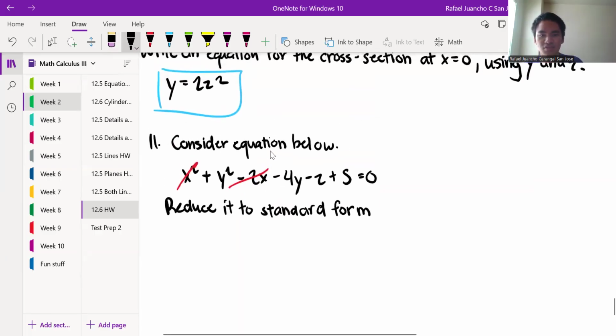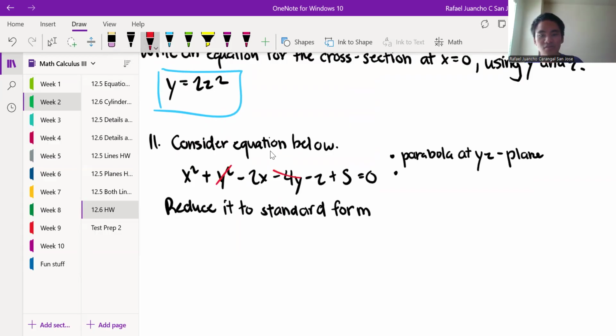So I'm going to note it. It's a parabola at the YZ plane, right? Now if we take out the Y, it's a parabola at the XZ plane. Quick and easy.